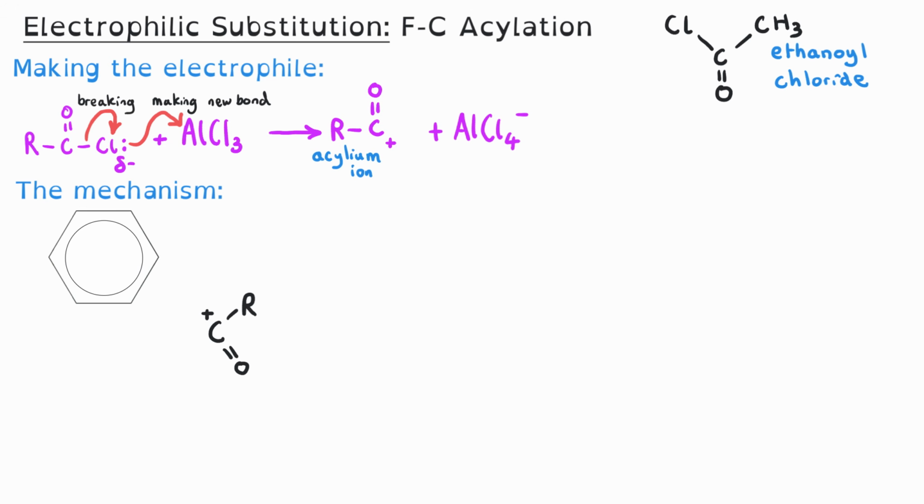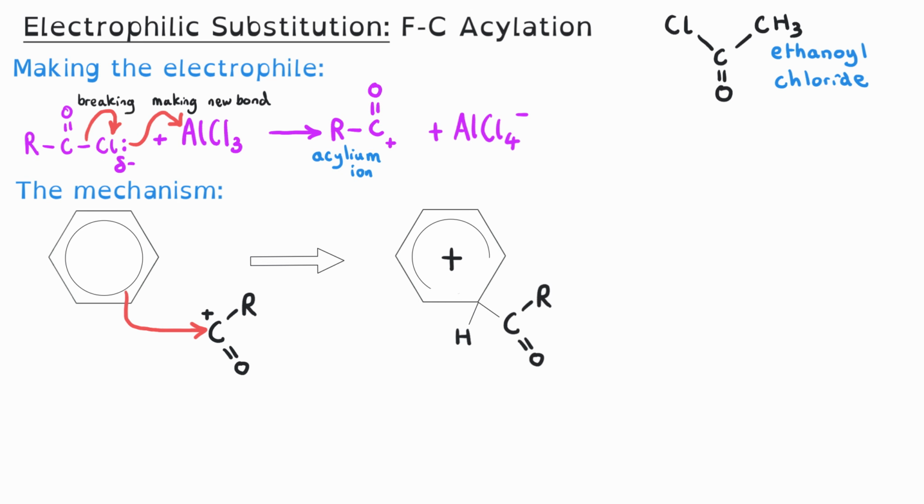The mechanism for Friedel Crafts acylation is really similar to nitration. In step 1, our benzene ring is attracted to the electrophile, the acylium ion. And so the acylium ion attacks the benzene ring and a new bond forms, which we're showing with this curly arrow here. This leads to the formation of a positively charged intermediate, exactly the same as in nitration. And this is unstable because the delocalised pi cloud only has 4 electrons in it instead of the 6, which it needs to be considered stable.